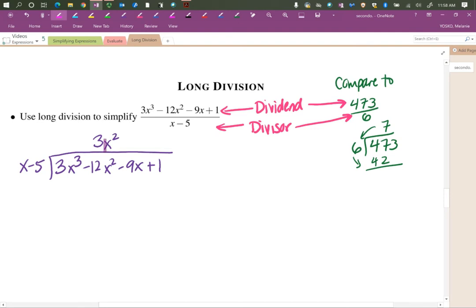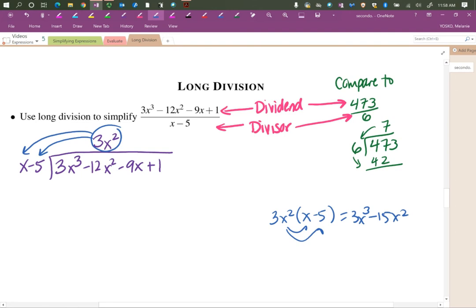So 3x squared, and then we did 7 times 6, and we multiplied, right? And put the answer below. So we're going to do 3x squared times x minus 5, but again, be careful, because you really have 3x squared times 2 terms, so we have to distribute. So when we do that, we get 3x cubed minus 15x squared. You're going to take this 3x squared and multiply it by the x, and then multiply it by the negative 5. So we're going to get, as I said, 3x cubed minus 15x squared.